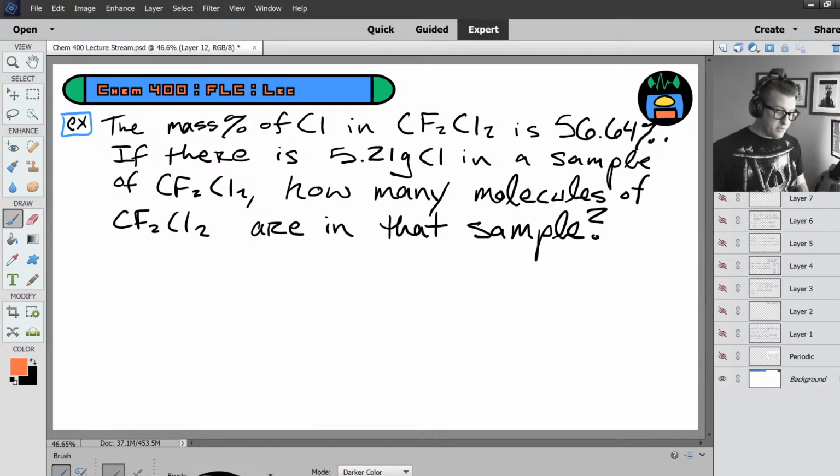Now we can move forward to this weird problem. I'm going to read it again. The percent mass of chlorine in the molecule CF2Cl2 is 56.64%. If there is 5.21 grams of chlorine in a sample of CF2Cl2, how many molecules of CF2Cl2 are in that sample?